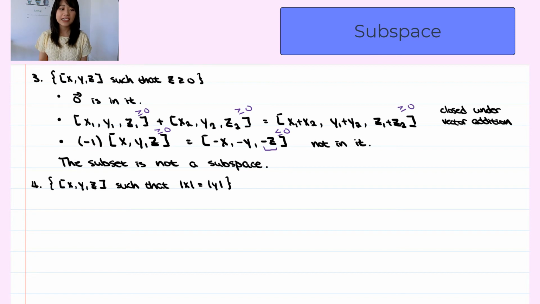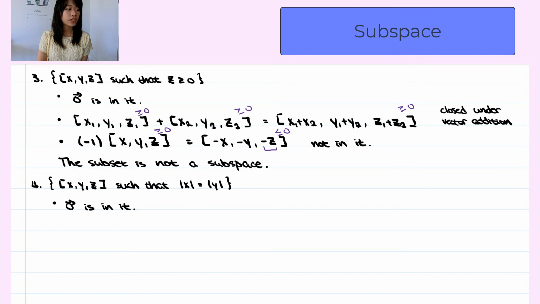Finally, let's look at the last example. Here the subset also has 3 components, and the condition is that the absolute value of x equals the absolute value of y. Again, let's check all 3 conditions. Is the zero vector in the subset? The answer is yes. When we have 0, 0, 0, we satisfy the condition.